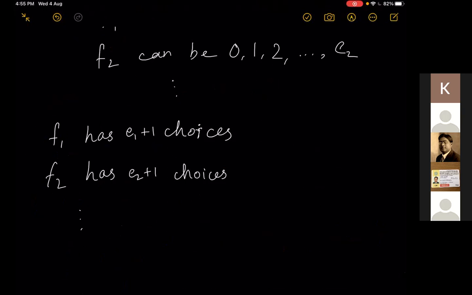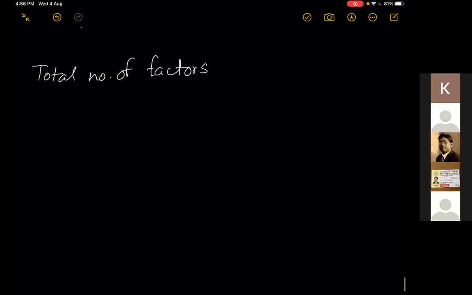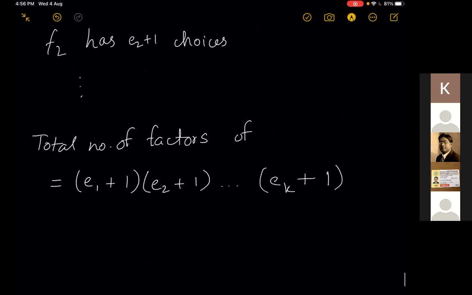Okay, so what is the number of factors? It is just how you can choose the powers, right? Because each choice of powers will give you a new factor, right? Yes, sir. Everyone understood? Then the total number of factors will be (e1 plus 1) into (e2 plus 1) dot dot dot (ek plus 1). Yeah, exactly. So the total number of factors of n, this is the formula.